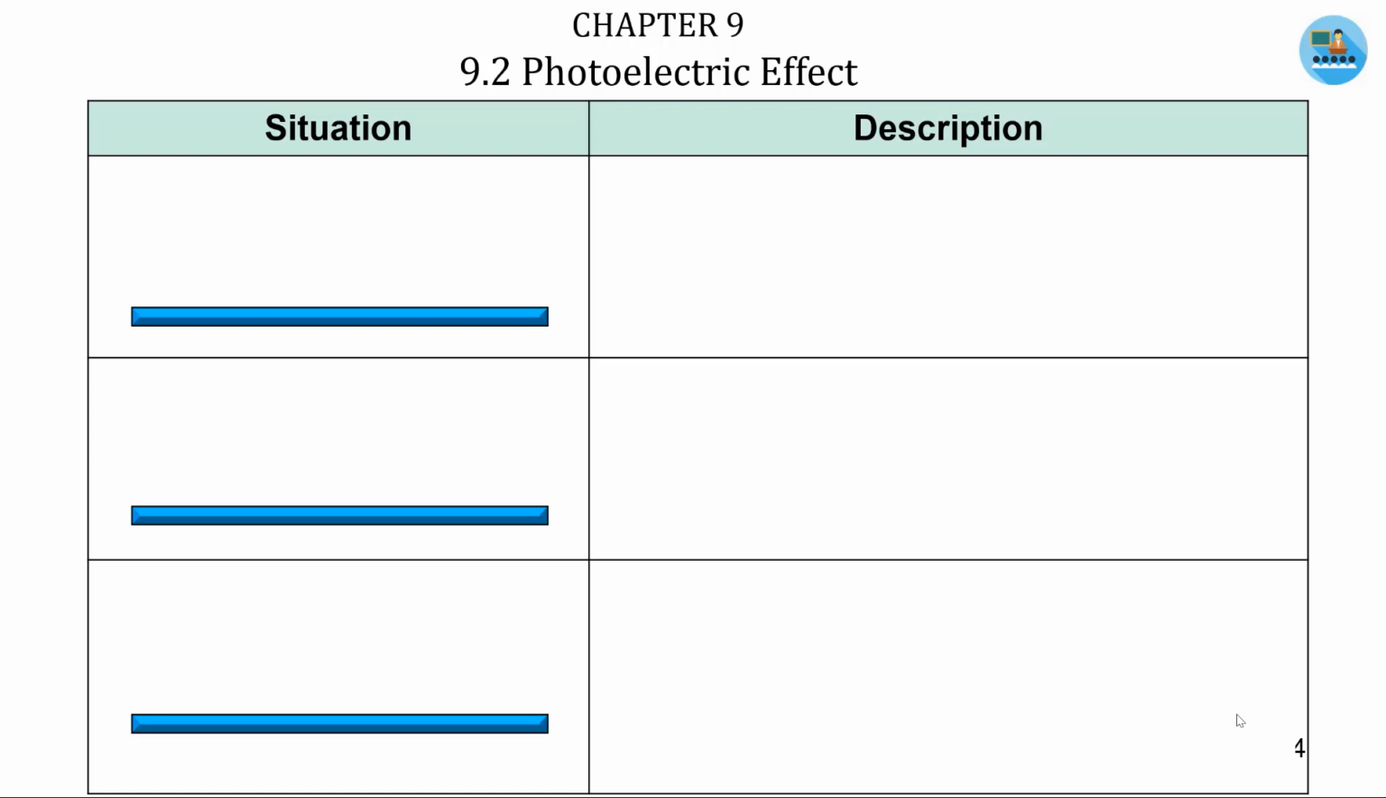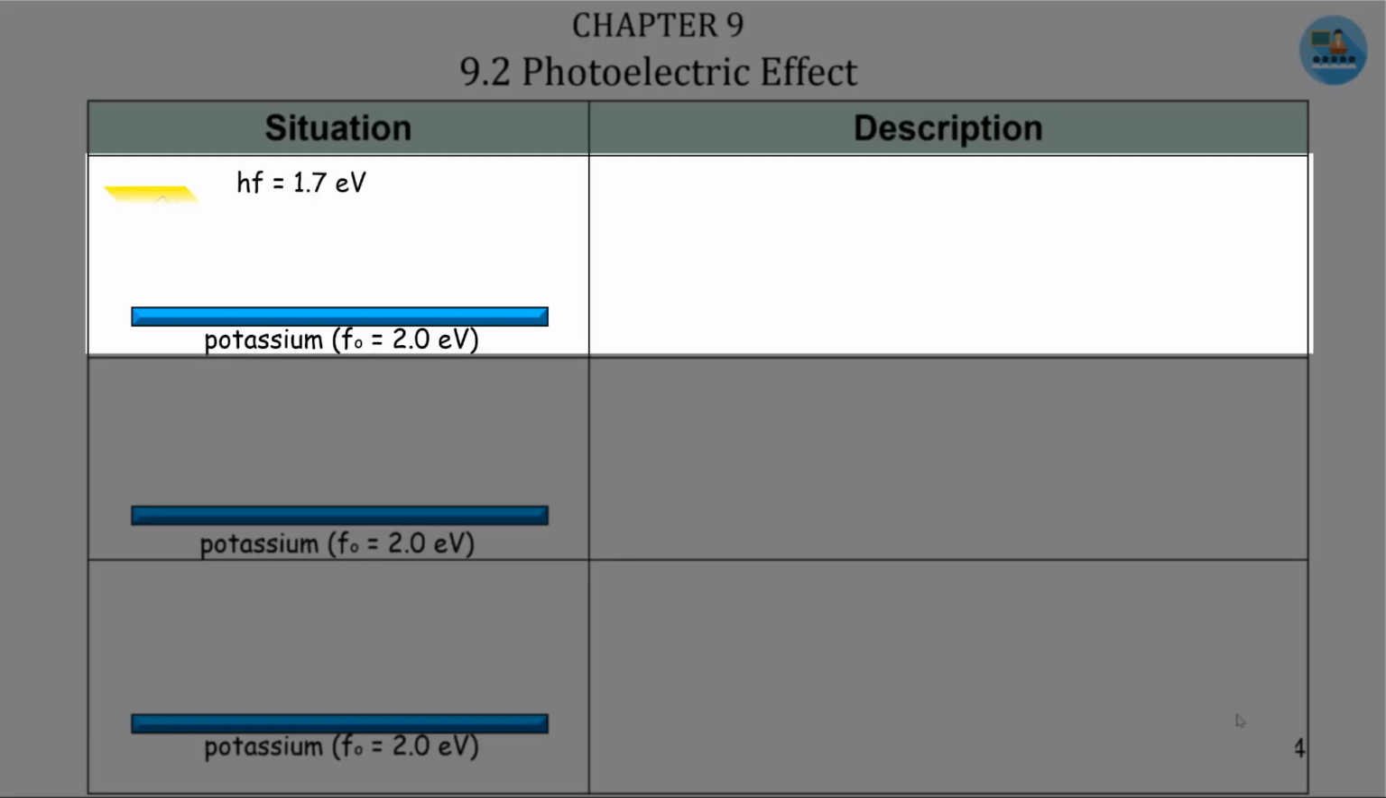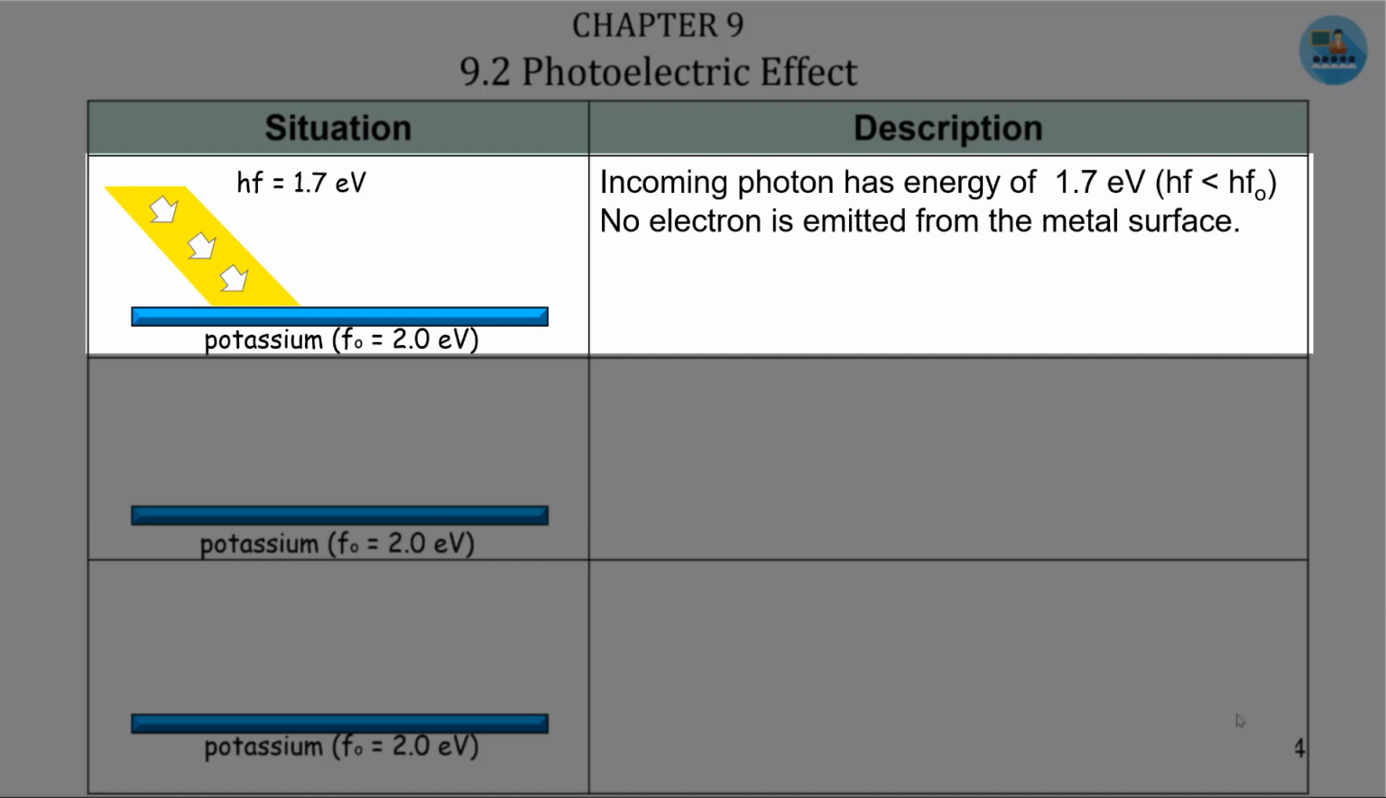Let's take a look at these three situations when the experiment is done. We're going to use potassium metal with a threshold energy of 2 electron volts for the three situations. The first light has energy hf of 1.7 electron volts, which is lower than the threshold energy of 2 electron volts. Thus, no electron is emitted from the metal surface.